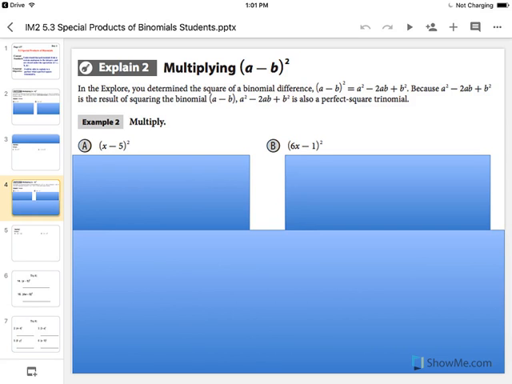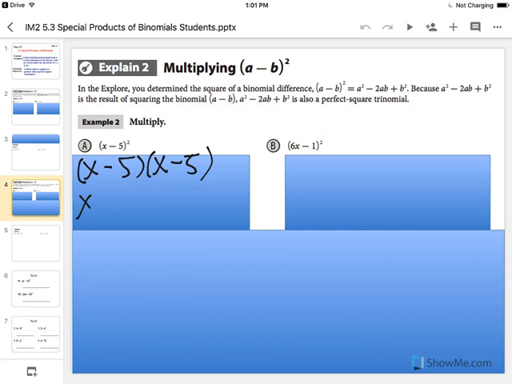Now we have the quantity a minus b squared. In the Explore, you determined that the square of a binomial difference is different. The quantity a minus b squared is equal to a squared minus 2ab plus b squared, because a squared minus 2ab plus b squared is the result of squaring the binomial a minus b. This is also a perfect square trinomial. Let's do this two ways. Let's use what we learned from Module 5.2, so we can use FOIL with this.